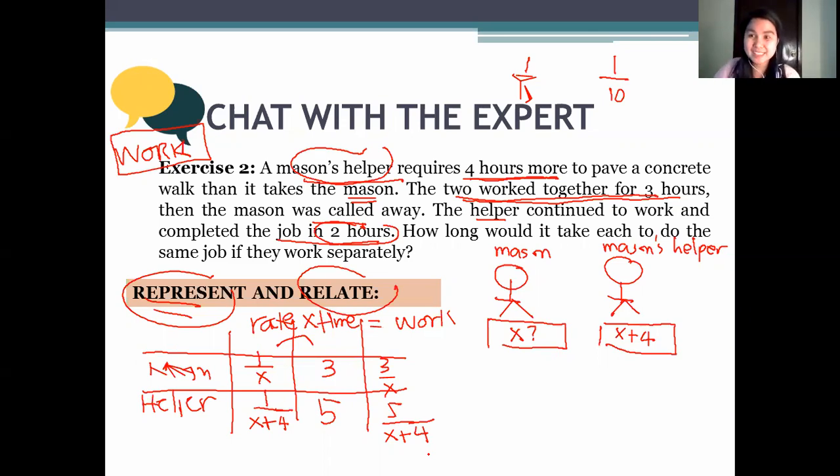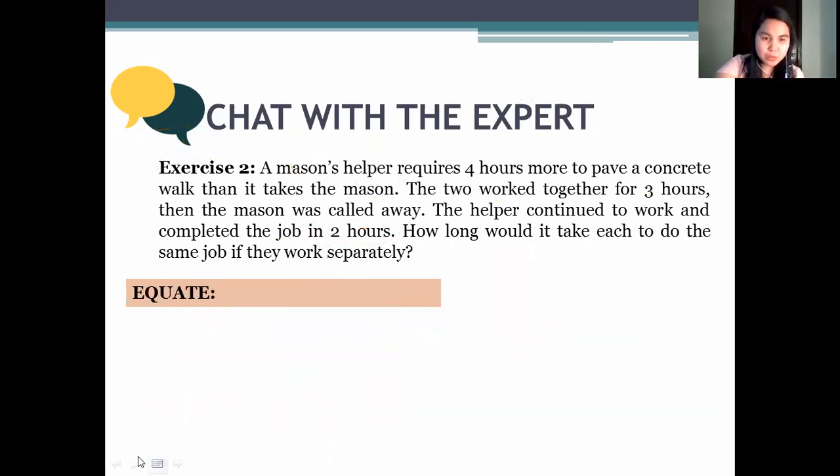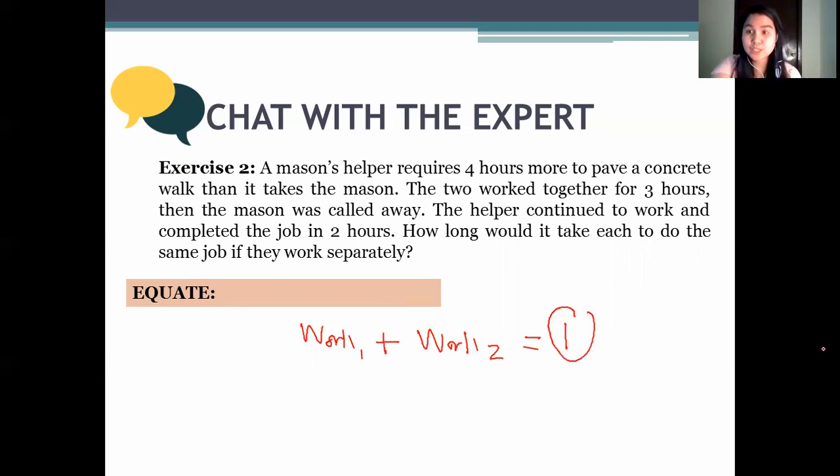Now let's go to the next step. The next step is the equation. Now, in the equation, here's how you will do it. In the equation, that's going to be work done by one plus work done by the other equals 1. Why equal to 1? It means that the work is completed. So equals 1.